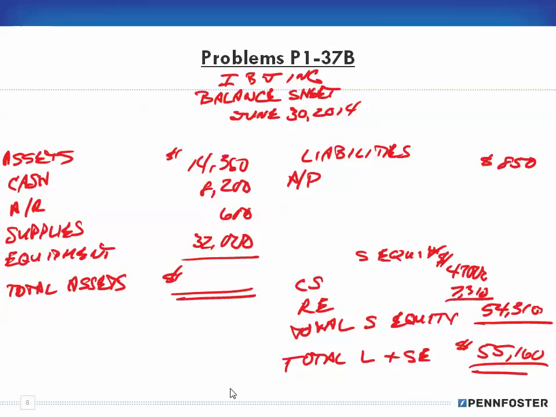Okay. And of course, the total, when you add up all of those numbers, is $55,160, right? So that makes my total assets equal my total liabilities plus stockholders' equity, right? And that's it for the balance sheet. And that's also it for this particular problem, okay?